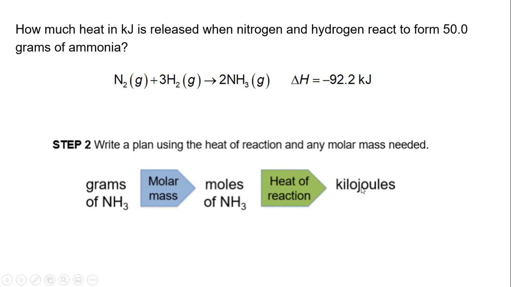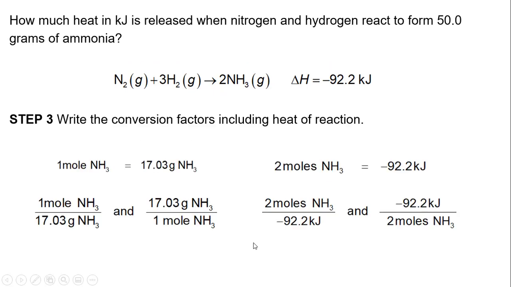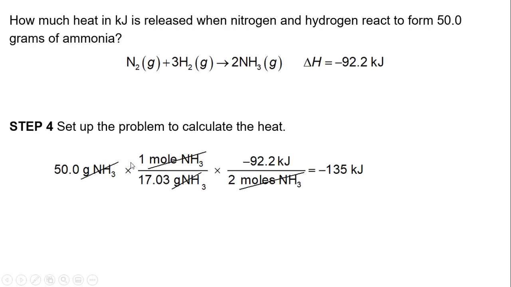And then from there, the heat of reaction. We can set this up with this number and whichever of these substances we need, and that will give us kilojoules. So let's look at what we need. We need ammonia. 1 mole of ammonia equals 17.03 grams of ammonia, and we can set that up as a conversion factor. Now we can use this as well: 2 moles of ammonia equals negative 92.2 kilojoules, and we can set that up as a conversion factor. And now we just use it.